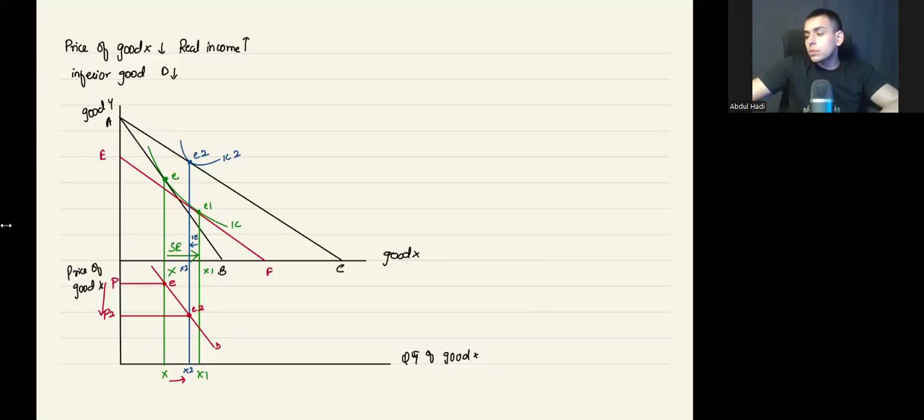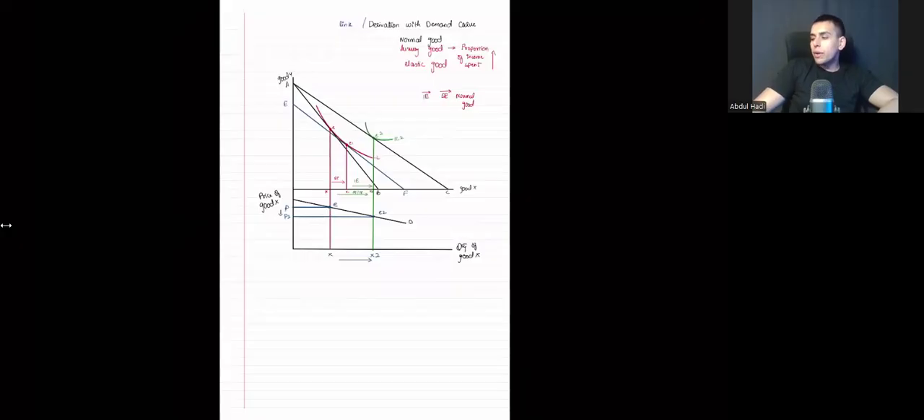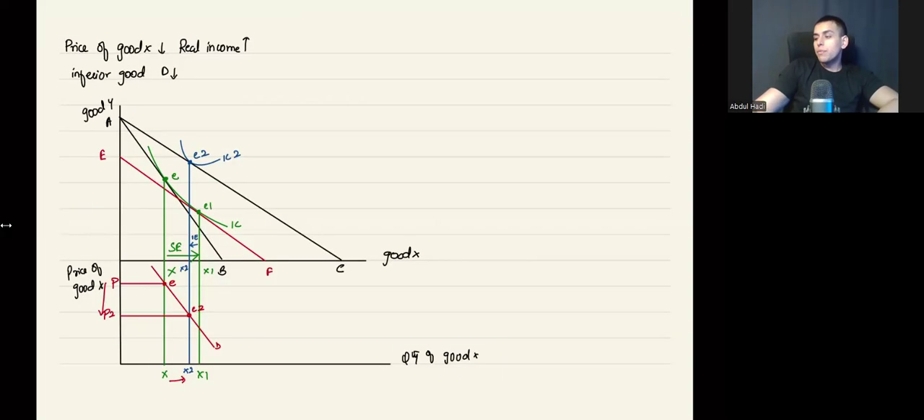Okay, so when we were talking about normal good, in normal good, income effect and substitution effect both move in the same direction. But in inferior good, income effect and substitution effect move in the opposite direction, and substitution effect is greater than income effect. So this is inferior good.